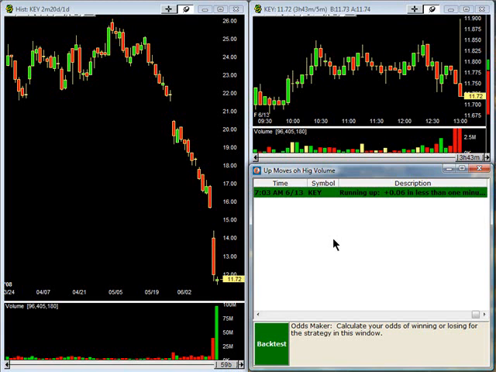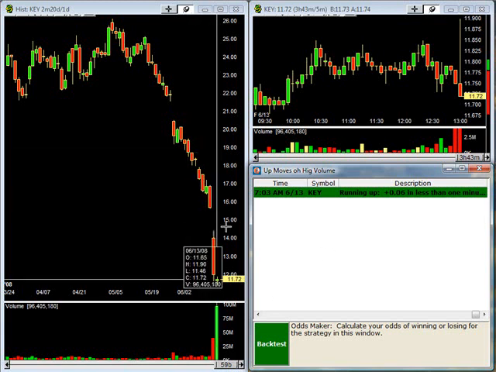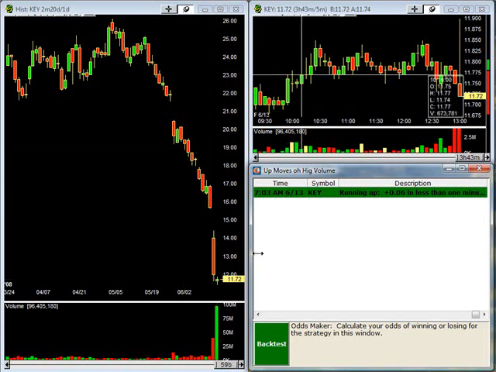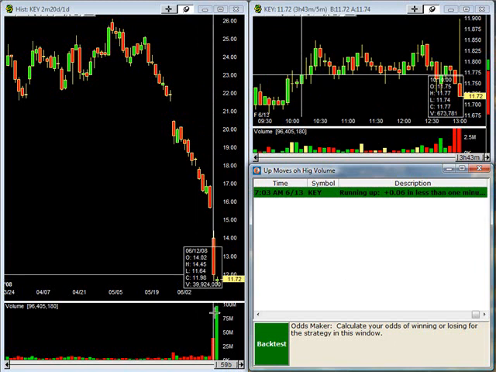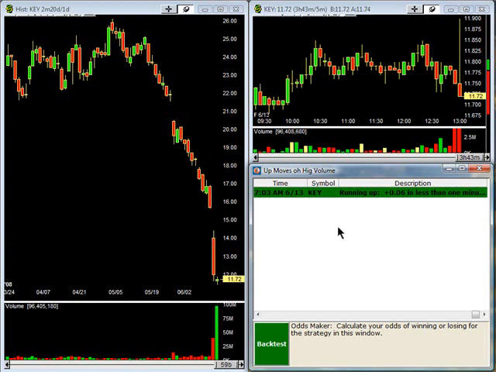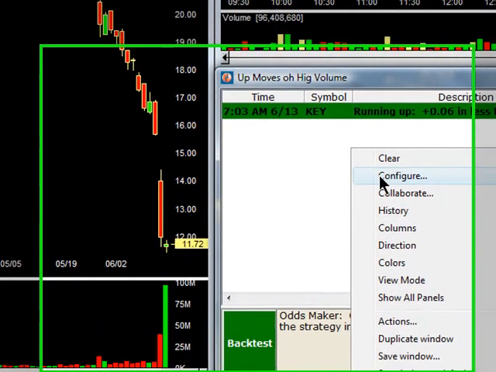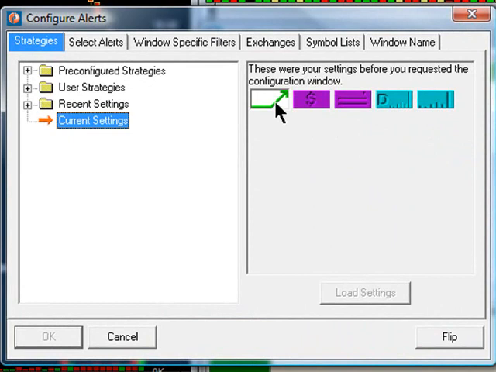Today we're going to start with a strategy called up moves on high volume. This strategy is geared towards finding stocks such as this one called KEY, where the stock is trading at a considerably higher volume than it normally does, specifically 30 times above what it usually trades at this time of day. This was done by using the following alerts and filters.